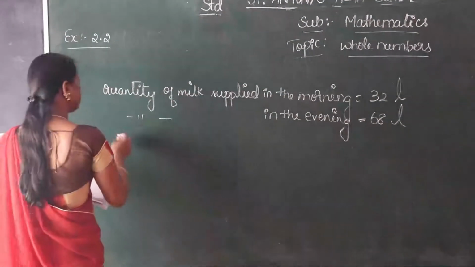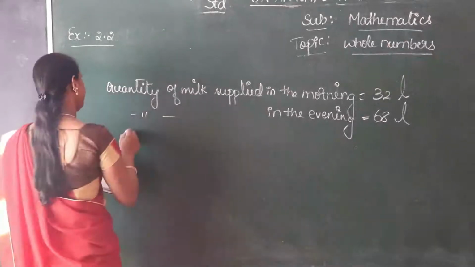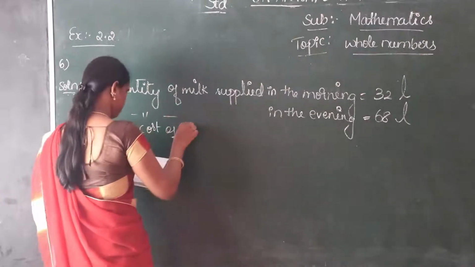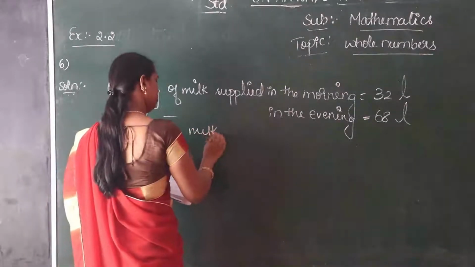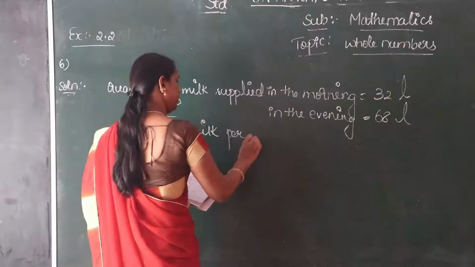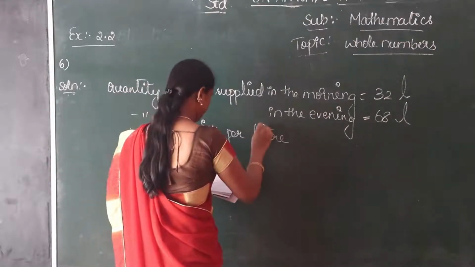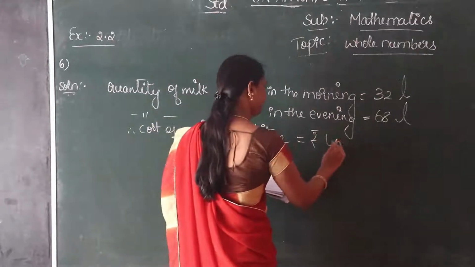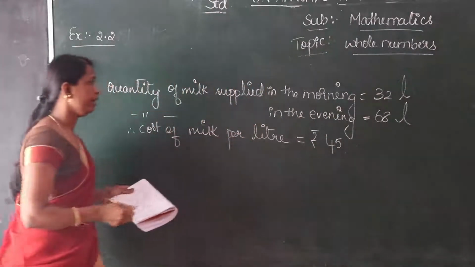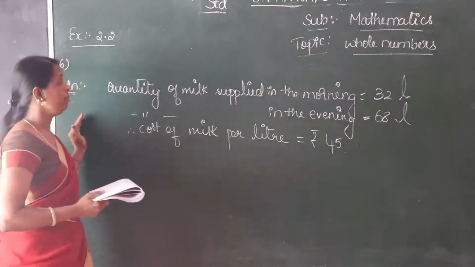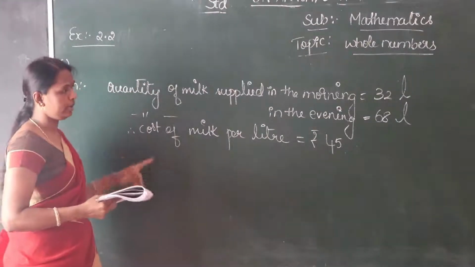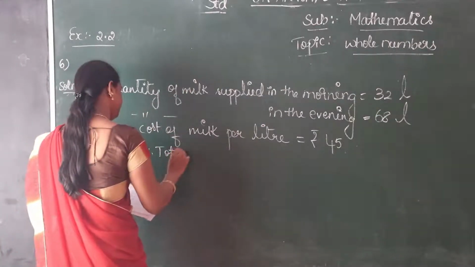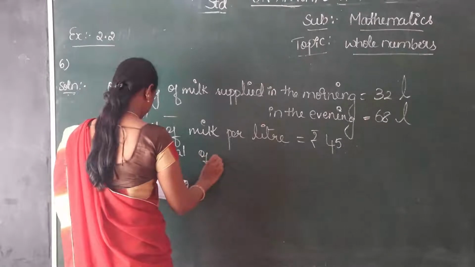But the cost of 1 liter of milk, cost of milk per liter is equal to how much? Rupees 45. So we have to calculate for the total milk supplied, which is 32 plus 68. Therefore, total of milk.